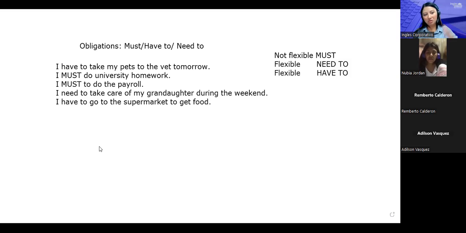Dijimos ahí, have to, porque cambia, varía. Entonces, esta es solo la introducción del tema. Expresamos obligaciones. Probablemente el lunes vamos a ver lo opuesto. Cuando alguien me da a mí las indicaciones, mi jefe, mi supervisor, me dice a mí qué tengo que hacer, ahí es donde vamos a identificar la flexibilidad o no.